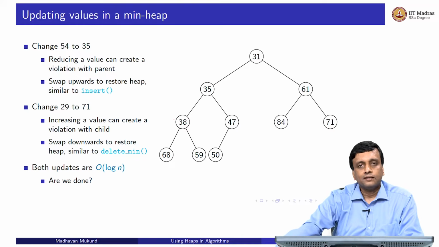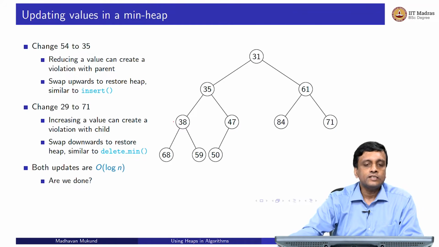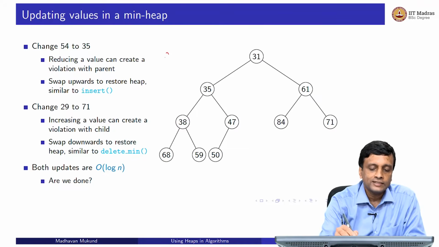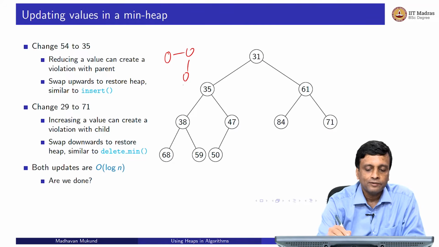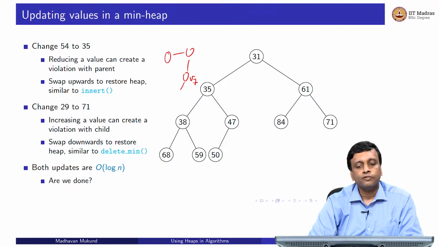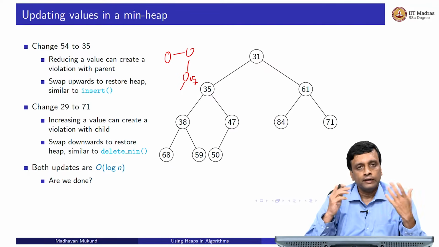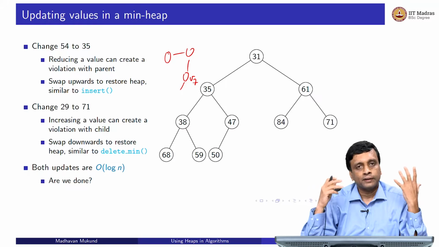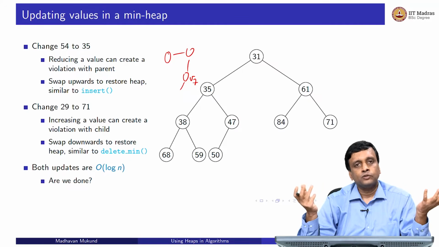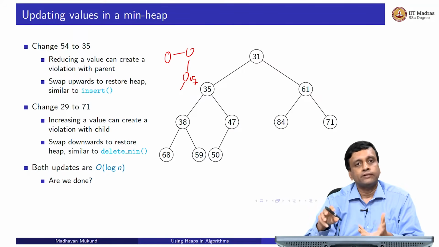But there is still a small problem. When I say change 54 to 35, what I would typically have in my graph is a vertex, say V7, and I say update the value of V7 from 54 to 35. So I am talking about the values with respect to the nodes in my original graph. Now these values have been moved around and they are living somewhere in this heap.